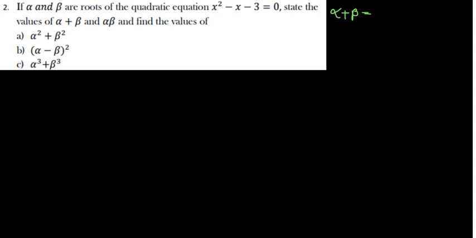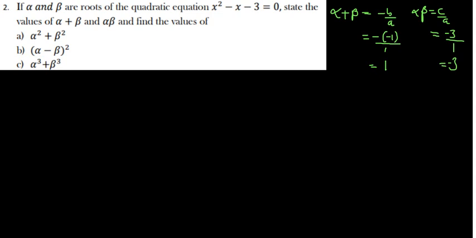So alpha plus beta we know is given by negative b over a. So in this equation, b, we can see the number in front of x is negative 1. And then a is the number in front of x squared, that is a 1. So this is going to give us a 1. And then alpha times beta is given by c over a. We can see c is the constant, that is negative 3. A is the number in front of x squared, so that will be negative 3.